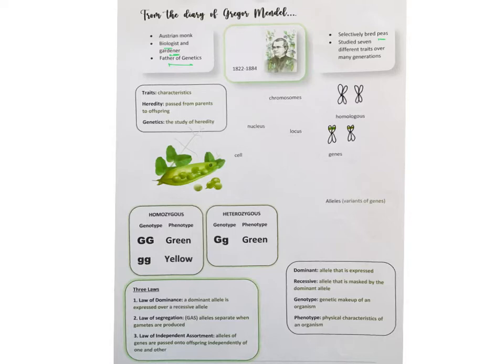So he studied 7 of the different traits. And these traits are the characteristics. And these characteristics are passed from parent to offspring. This is known as heredity. And when we study heredity, we are studying genetics.